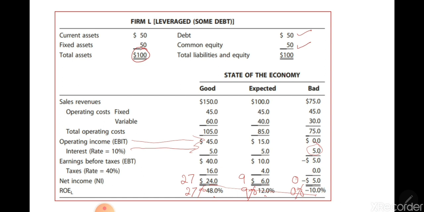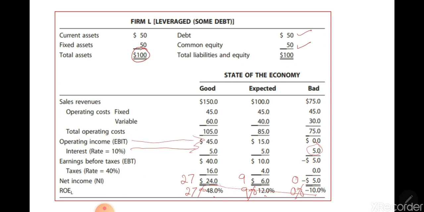So the positive aspect is that if the economy performs well, the return on equity will be multiplied, it will be magnified. But if the economy performs badly, because interest is something that you will still have to pay, then in that case your losses will also get magnified. So there is increased risk, but there is also increased return.